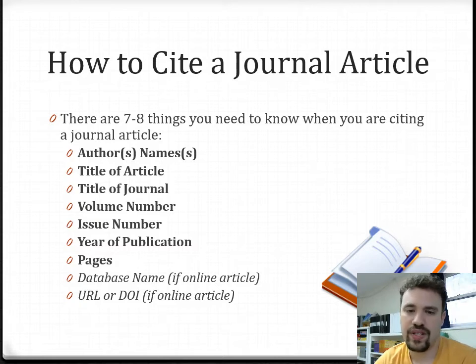So, you're going to need the author's names again. Obviously, you're going to need the title of the article. You're going to need 2 titles here. First, the title of the article itself, and then the title of the journal in which the article was published. So a journal article is not a standalone piece.